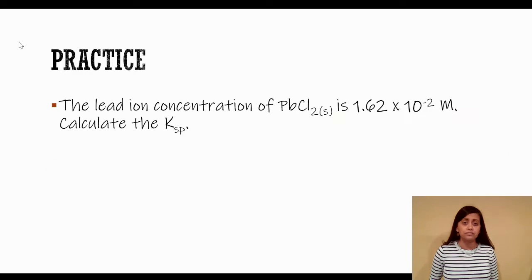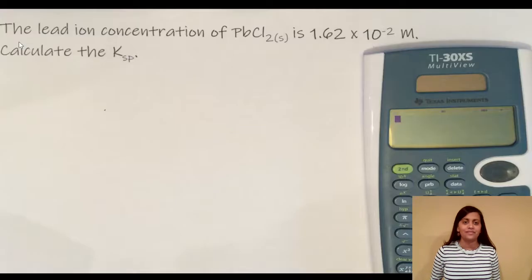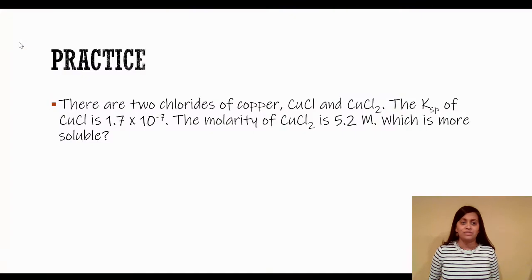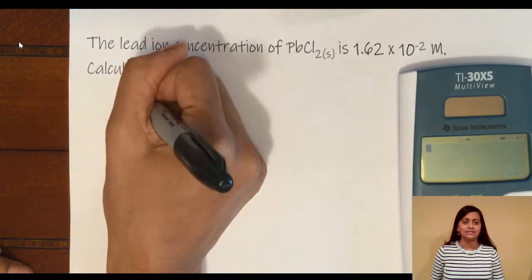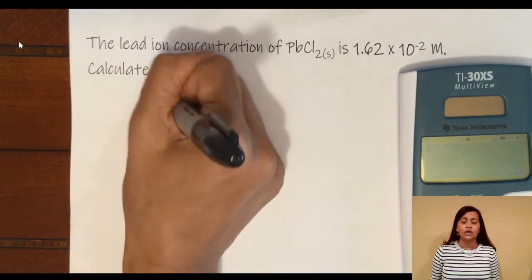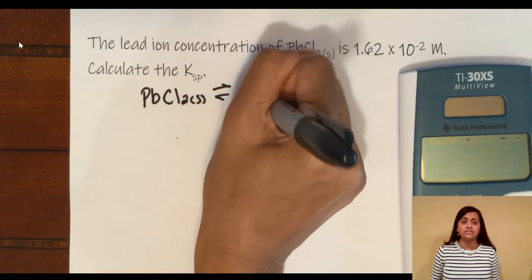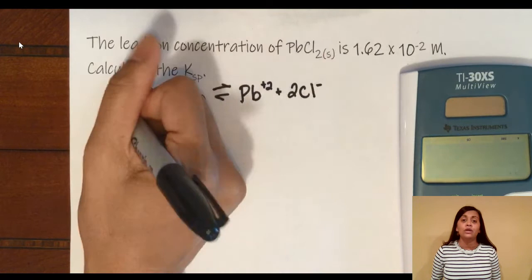So I want you to try out this problem. The lead ion concentration of PbCl2 is 1.62 times 10 to the negative 2 molar. Calculate the Ksp. So we're going to go ahead and put it into an ICE table again. We have our equation: PbCl2 solid is in equilibrium with Pb plus 2 and 2 Cl minus.